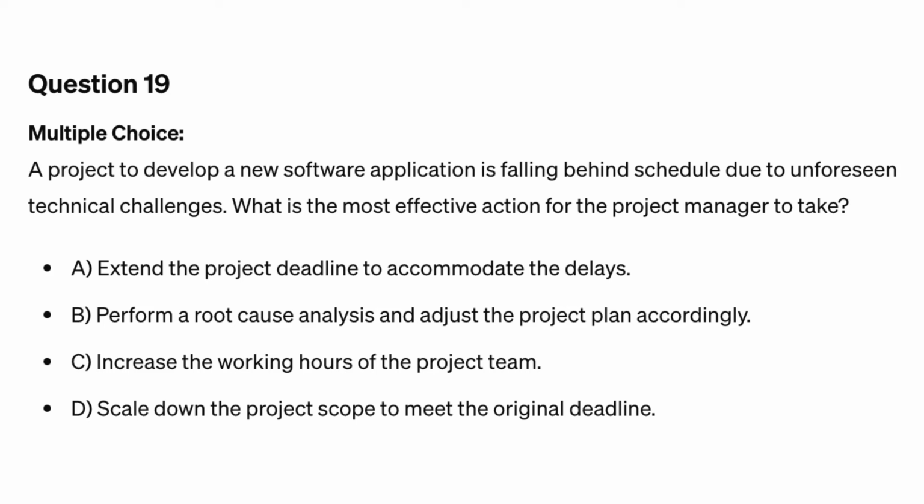Question 19. A project to develop a new software application is falling behind schedule due to unforeseen technical challenges. What is the most effective action for the project manager to take? A. Extend the project deadline to accommodate the delays. B. Perform a root cause analysis and adjust the project plan accordingly. C. Increase the working hours of the project team. D. Scale down the project scope to meet the original deadline.